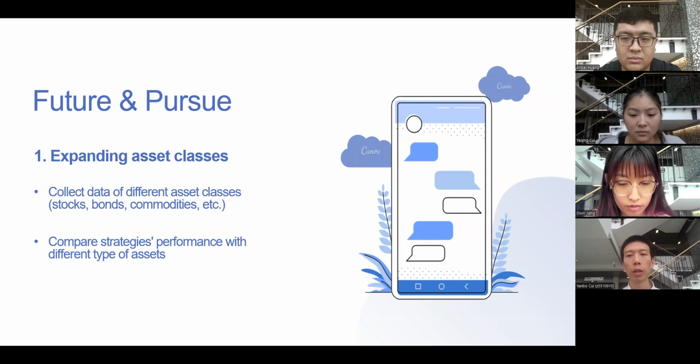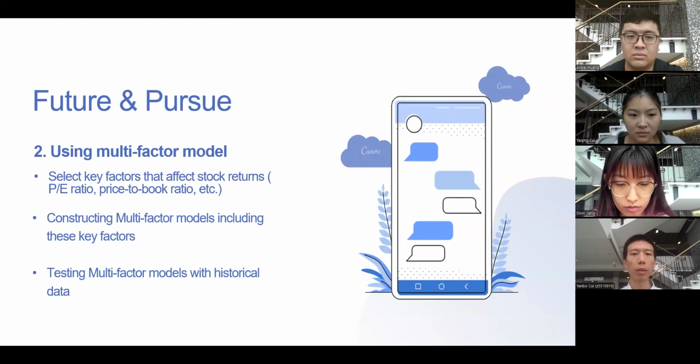For example, we can see if the same investment strategy can also achieve good results in the commodity market, which can help us better understand the universality of the strategy. So move to the next page. Next, we will use a multi-factor model to improve the accuracy of predictions.